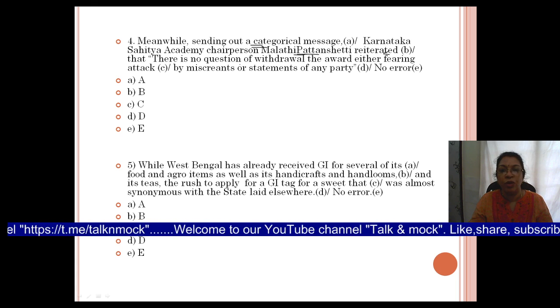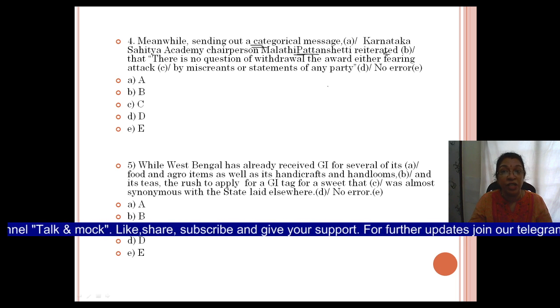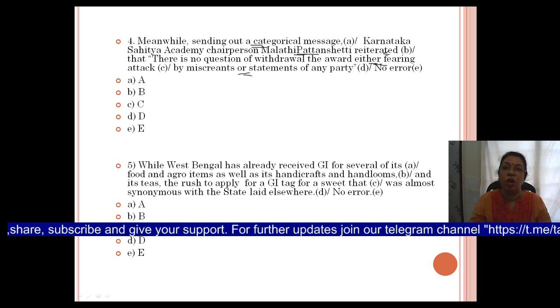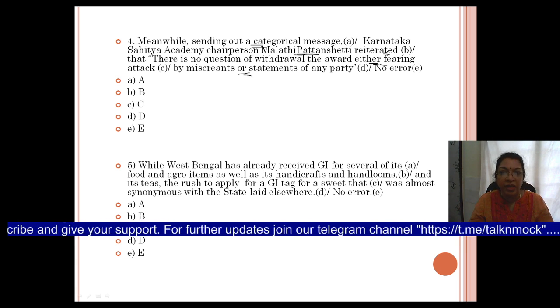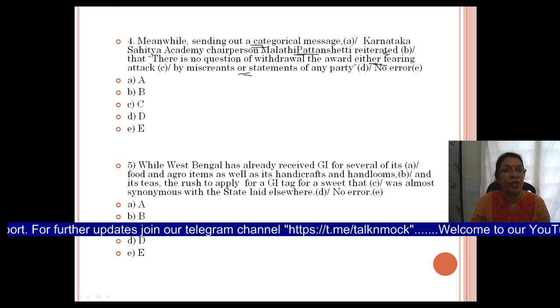There is no question of withdrawal of the award, either fearing attack by miscreants or statements of any party. So again check for the conjunction because you have a conjunction here. After either you have or. So this is right. Is that clear? So again read it, that there is no question.